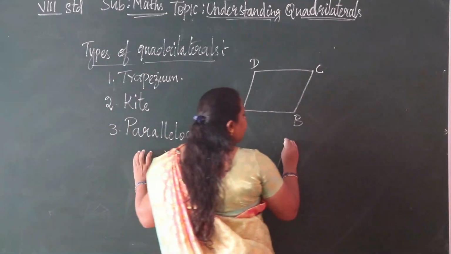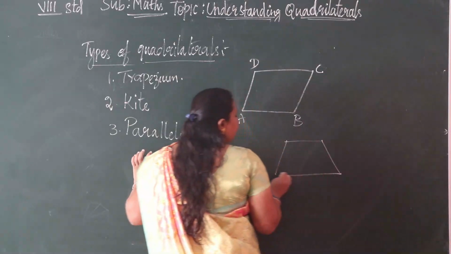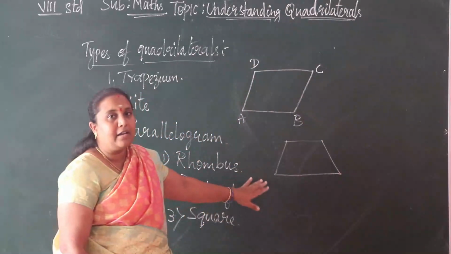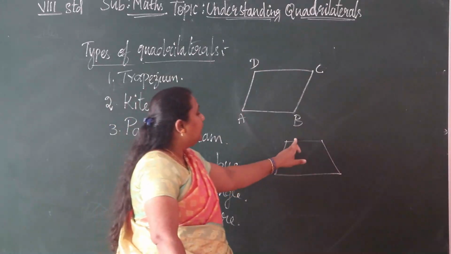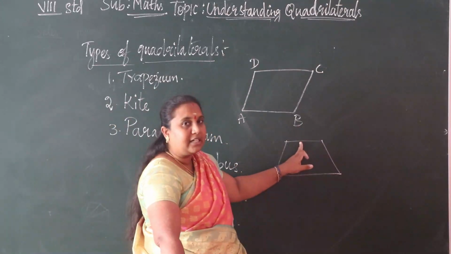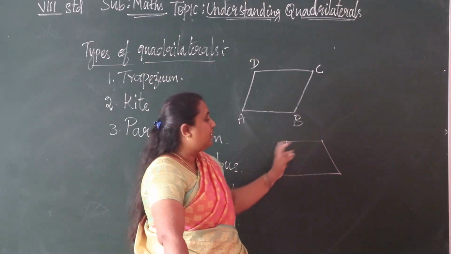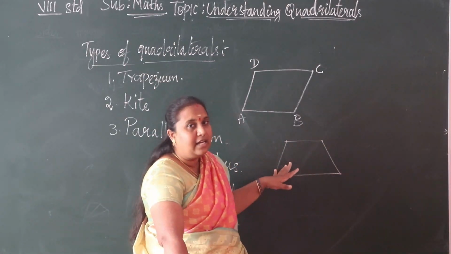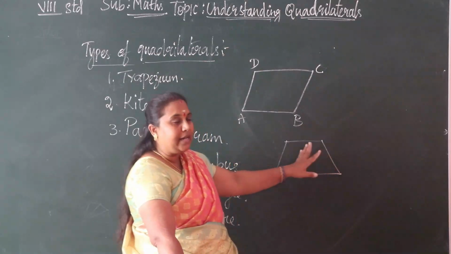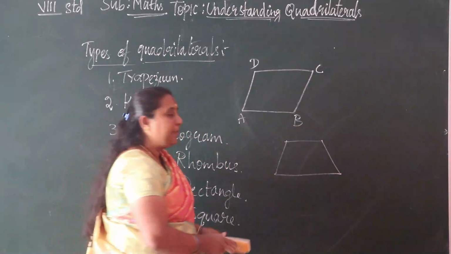See, is this a parallelogram? No. Why? Because in this, only one pair of opposite sides is parallel. The other pair of opposite sides is non-parallel. So we can say it is a trapezium, not a parallelogram.